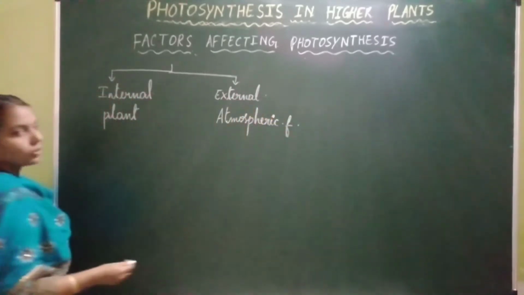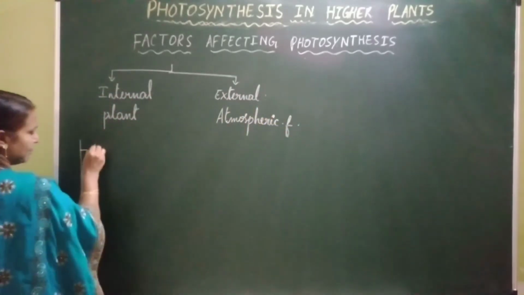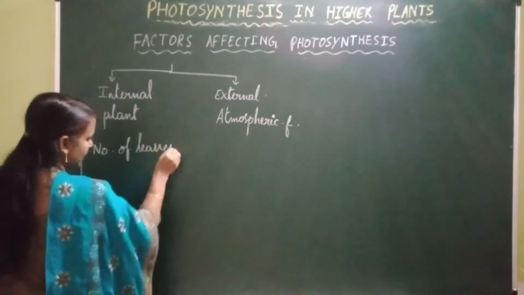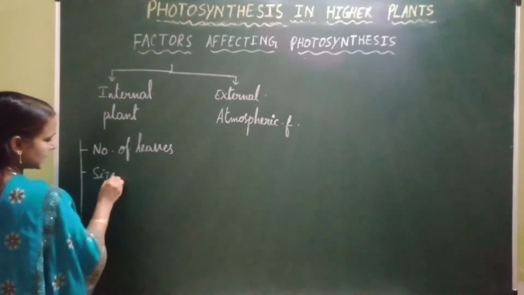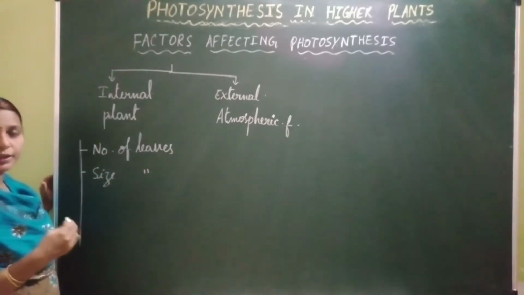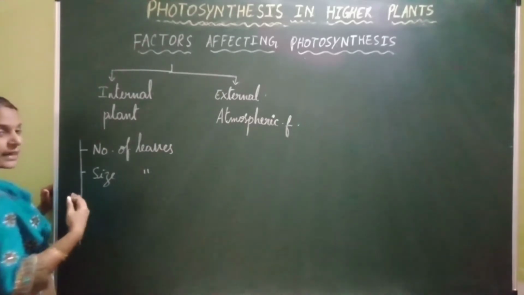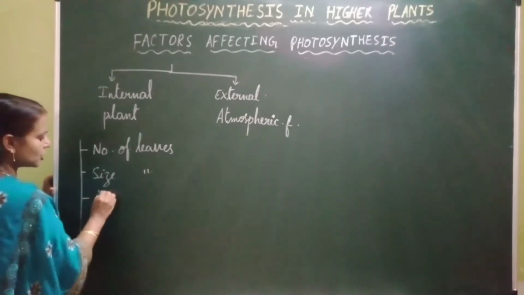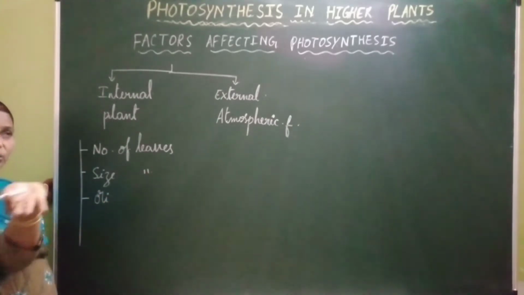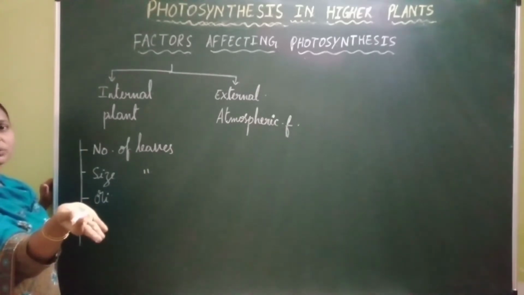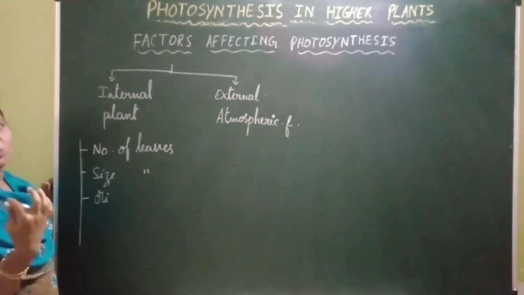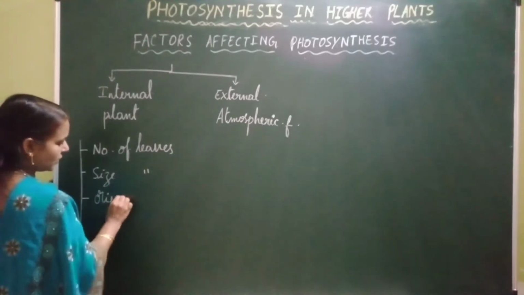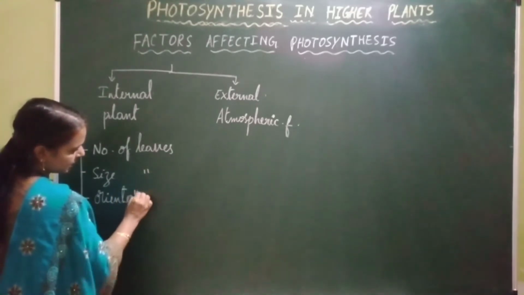Plant factors include the number of leaves present in that plant and the size of leaves. If the number of green leaves present in the plant is more, the rate of photosynthesis will be more. If the size of the leaf is more, then the rate of photosynthesis is more. Then there is the orientation of leaves, which means how they are oriented towards sunlight. If they are oriented towards sunlight properly, they can trap more sunlight and hence the rate of photosynthesis will be more.